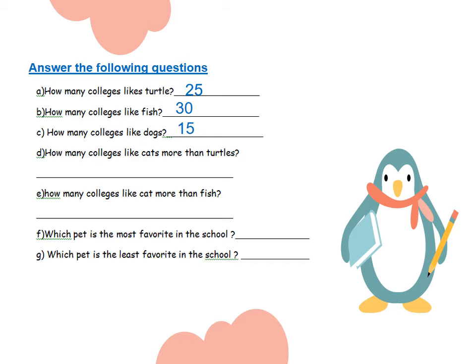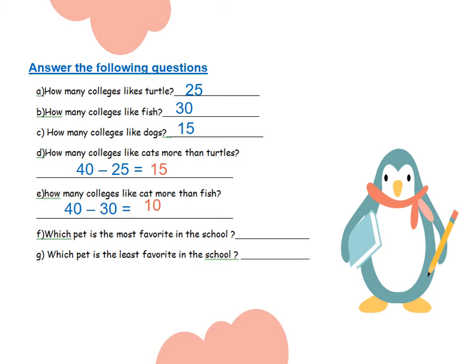15. Excellent. And how many colleagues like cats more than turtles? Cats more than turtles means cats minus turtles. 40 minus 25 equals, who can tell me? Yes, 15. Excellent. How many colleagues like cat more than fish? Here we will make cat minus fish. 40 minus 30 equals 10. Excellent.